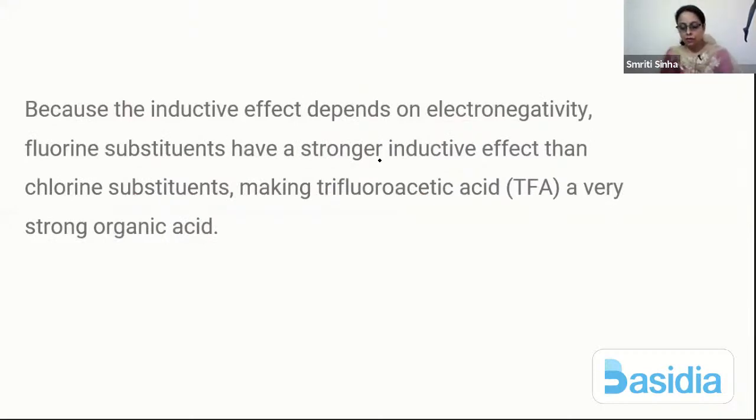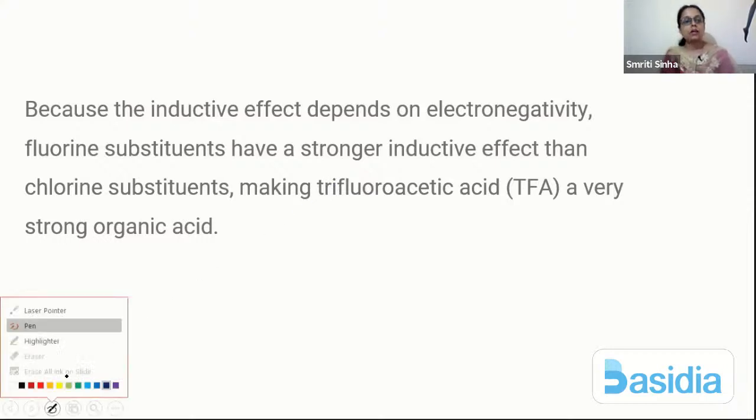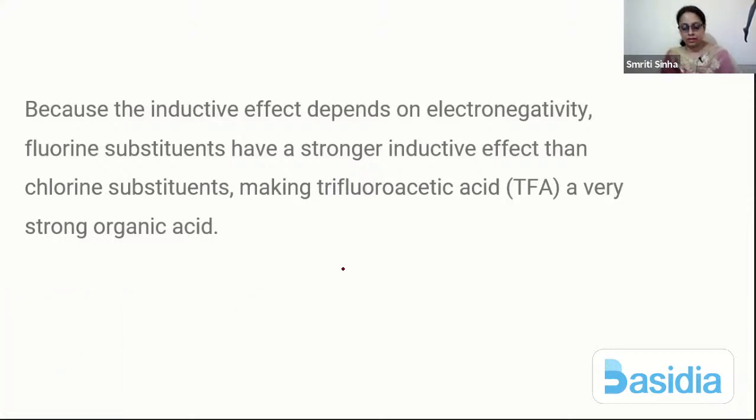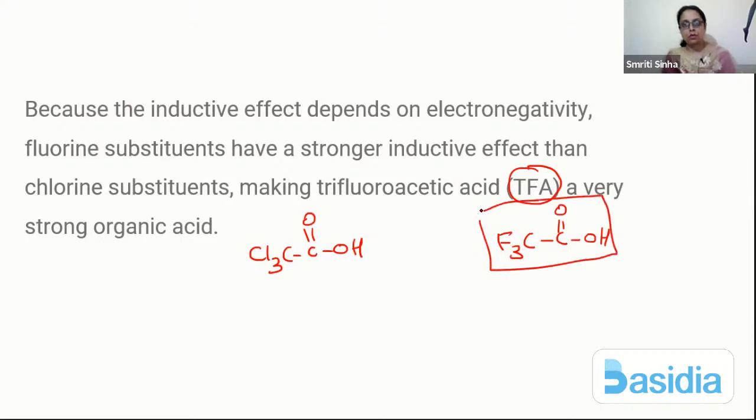Next is, if you take a more electronegative atom as compared to the other, there also acidity will increase. So if you see trichloroacetic acid and trifluoroacetic acid, which is also called TFA, if you compare these two, the more acidic is trifluoroacetic acid because the fluorine atom is more electronegative than chlorine, and therefore it is more acidic than the other.